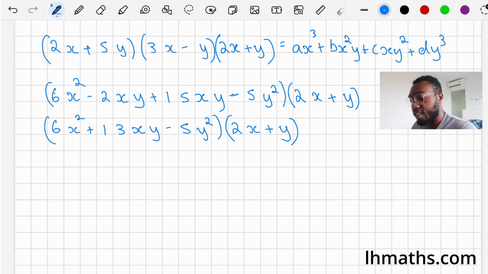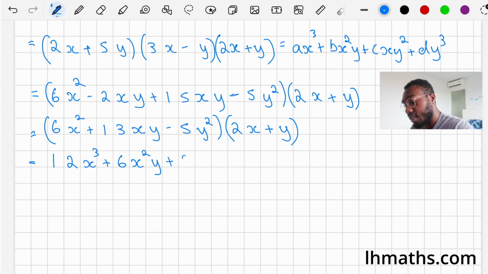So now if we expand this out, okay, then we will get, let's look at the 6x squared times a 2x. So that will be a 12x cubed. Then we get 6x squared times y. That is a 6x squared y. Then we have a 13xy times a 2x. So that will be a 26x squared y. And then we have a 13xy times a y. So that will be a 13xy squared.